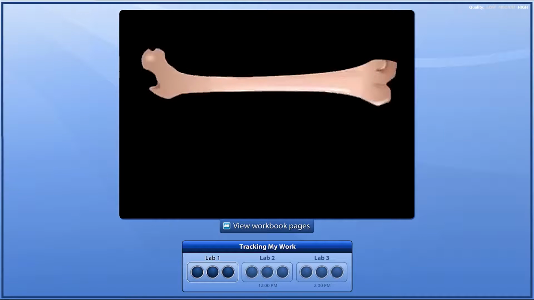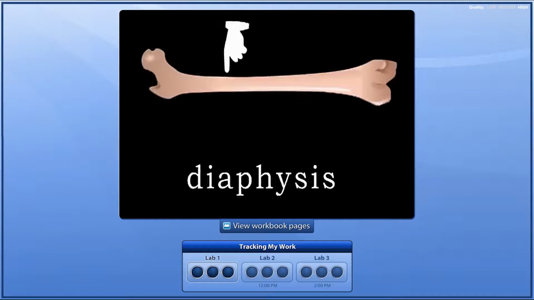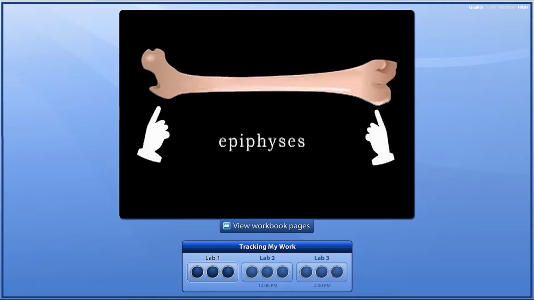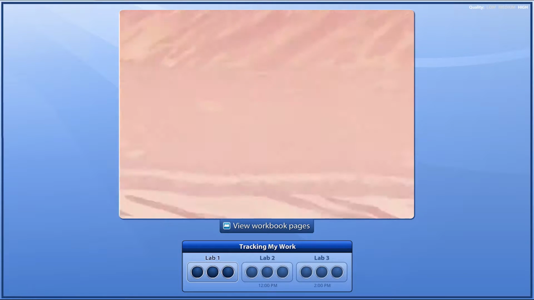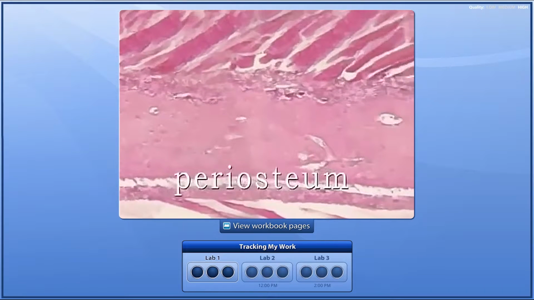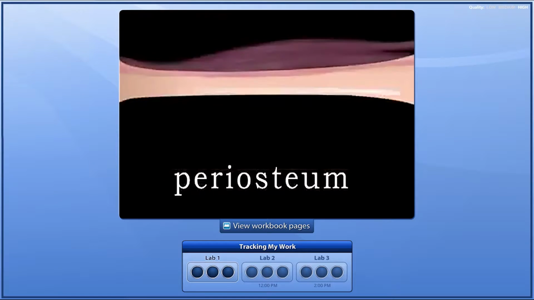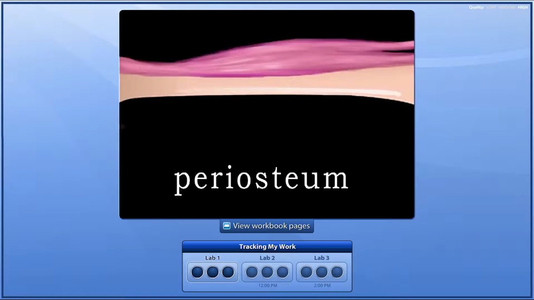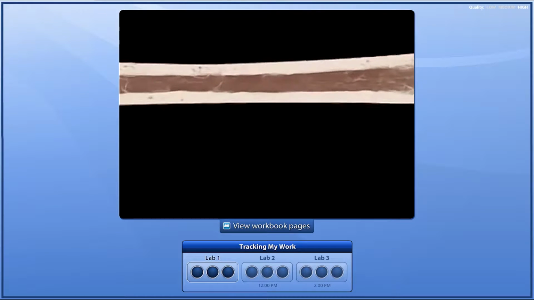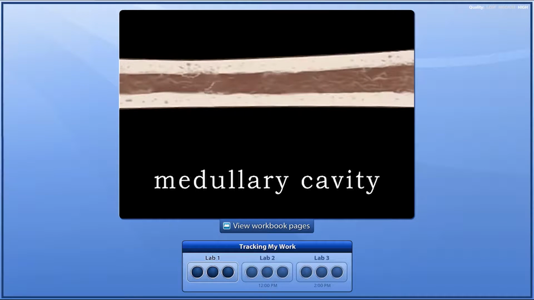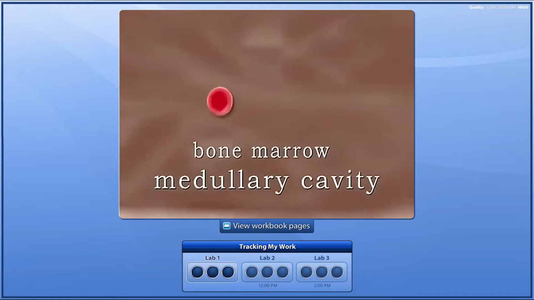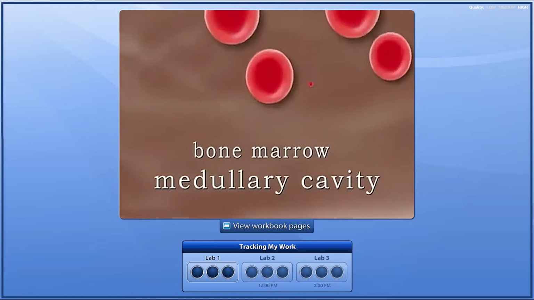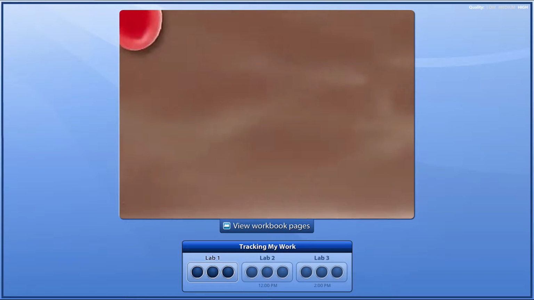A typical long bone has a main shaft called the diaphysis, composed of compact bone, and 2 ends called epiphyses, composed of cancellous bone. The main shaft is covered with a membrane of living cells called periosteum, to which muscles and tendons attach themselves. Inside the main shaft is a cavity called the medullary cavity, which contains bone marrow. Bone marrow stores fat, produces blood cells, and plays an important part in the body's immune system.